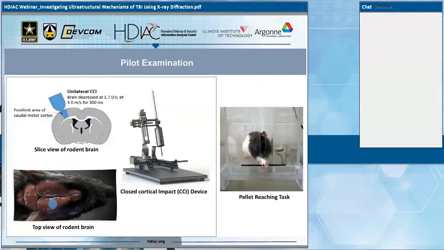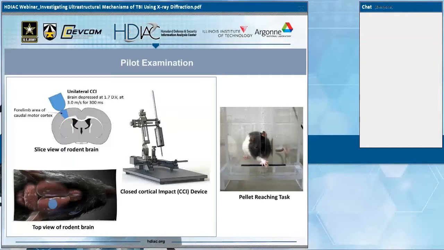This device you can see in the middle of the slide here. And in our case, we are impacting the forelimb area of the caudal motor cortex, as you can see on the slide, where the impact region is highlighted in blue. And that's shown in a top-down view of a rodent brain.